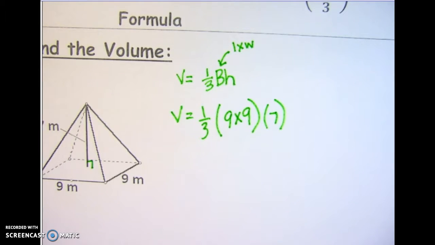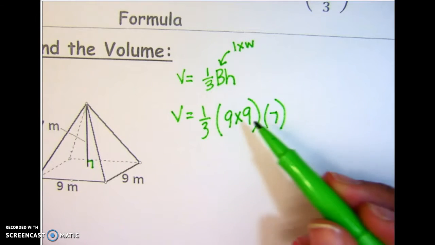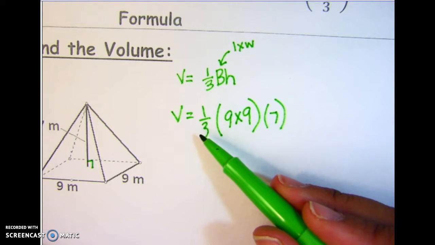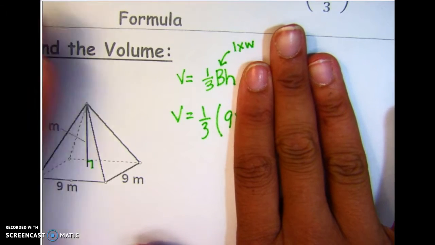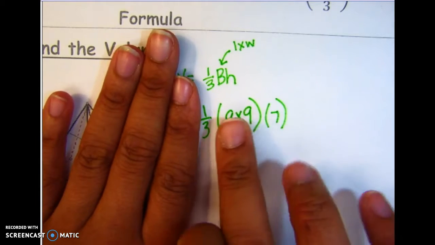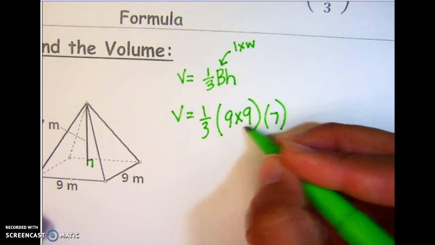It doesn't matter how you do this, because when you're multiplying, it's all the same. You could do 9 times 9, then multiply that times 7, then divide all that by 3. You can do 1/3 of 9 is 3 times 9 times 7. You could do 9 times 7. You know, it doesn't matter. I'm just going to work with base times height.